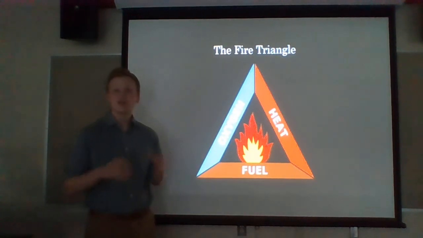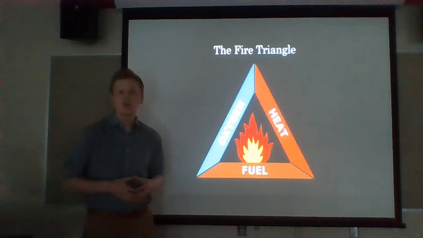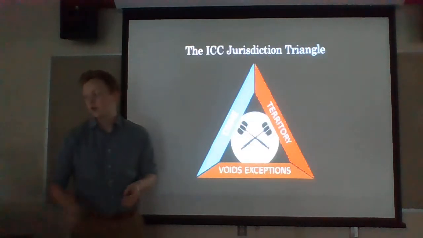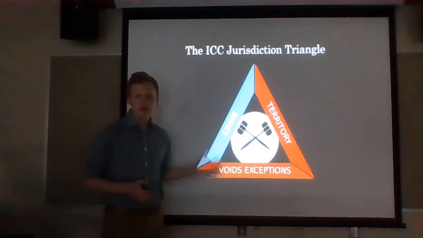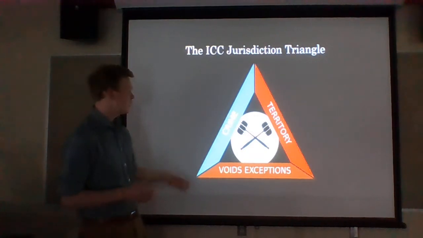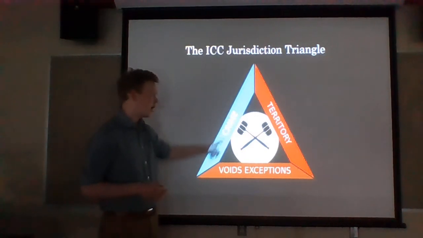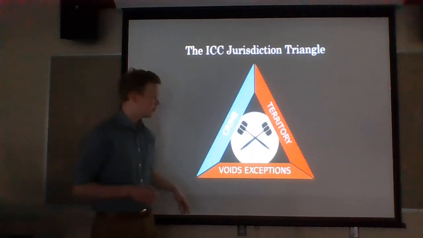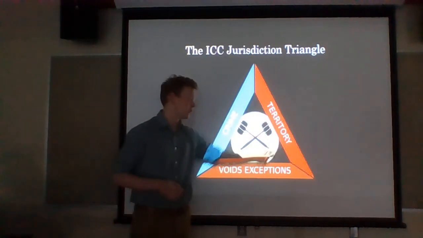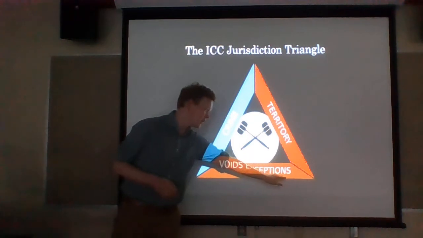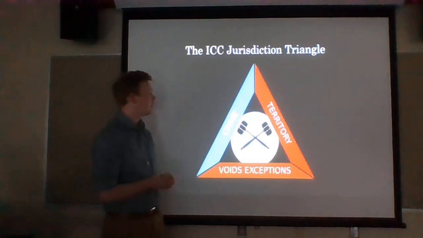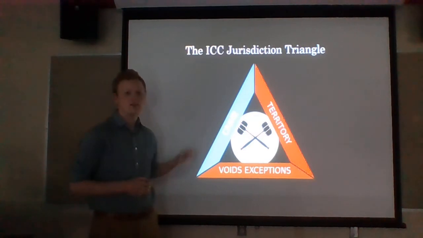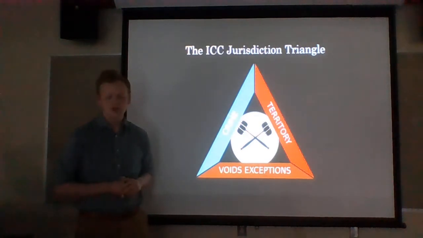If you have enough of those in a single space, then a fire is going to happen. And so we can have a jurisdiction triangle for the International Criminal Court, which tells us that if a crime is in the jurisdiction of the court, if the territory is in the jurisdiction of the court, and if a case avoids the exceptions of the Rome Statute, then the ICC can have jurisdiction over that situation.